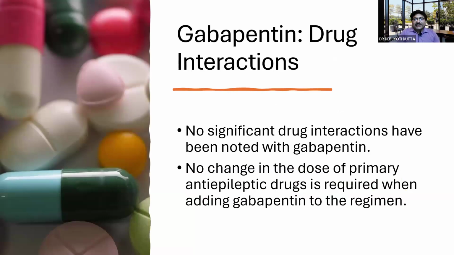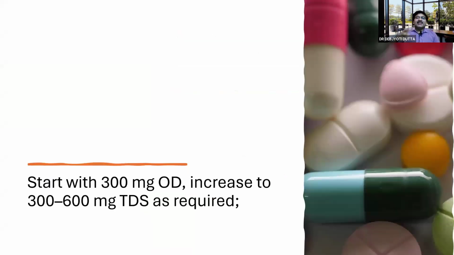Now coming to drug interactions, no significant drug interaction has been noticed with gabapentin. No change in the dose of the primary anti-epileptic drug is required when we are adding gabapentin to the regimen. And in pain also, it can easily be combined with other drugs like antidepressants, so that they have a synergistic effect as they act at different levels. This is acting on the presynaptic calcium channels, and that is acting by reuptake inhibition.